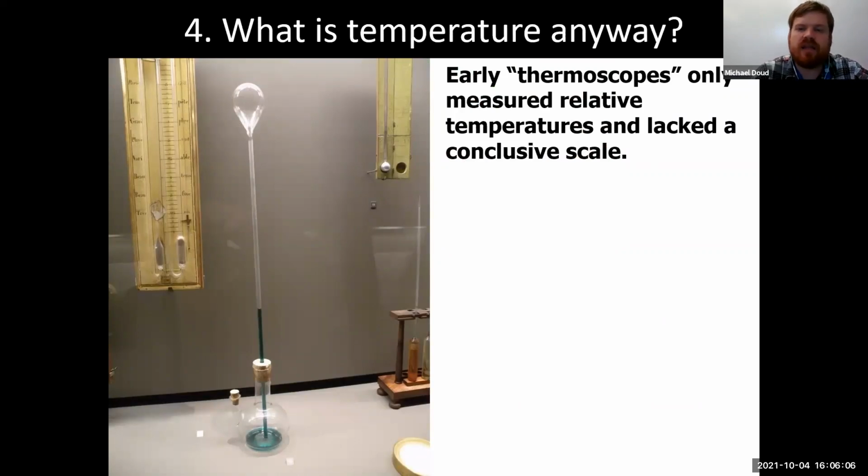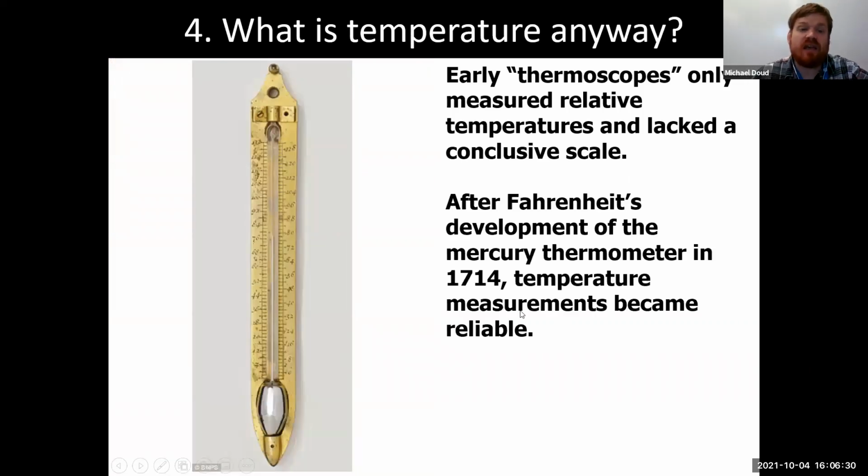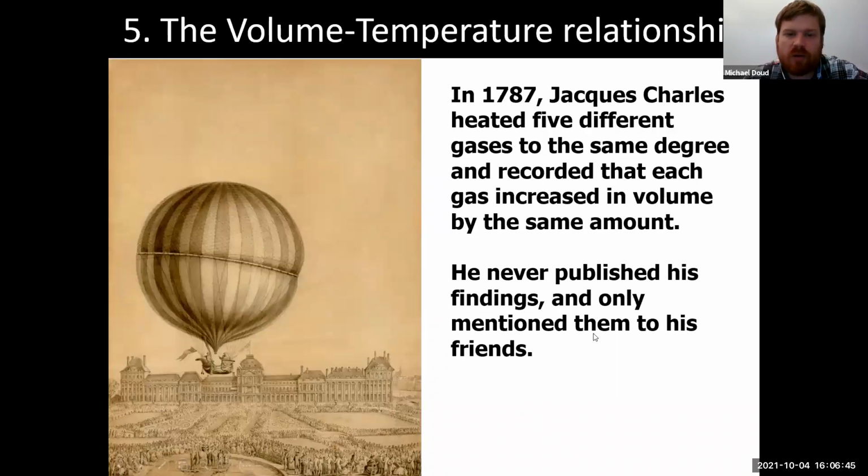So basically the idea is you can develop a thermoscope where you can measure relative temperatures based on the pressure exerted by this gas. If the pressure exerted by this gas increases, that's going to push the liquid in the tube up, so you'd see a relative increase in temperature. Now, that's not really good because you don't have a scale. So it took the development of a mercury thermometer by our friend Fahrenheit in 1714 to be able to reliably measure temperatures. And once those temperature measurements became reliable, all of a sudden we were actually able to do the important experiments that we could.